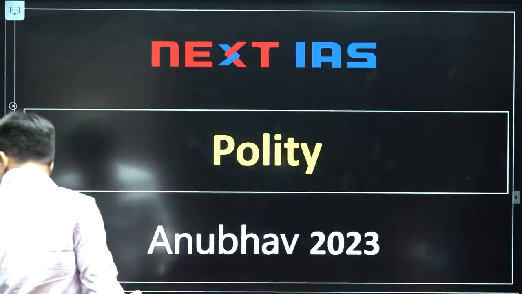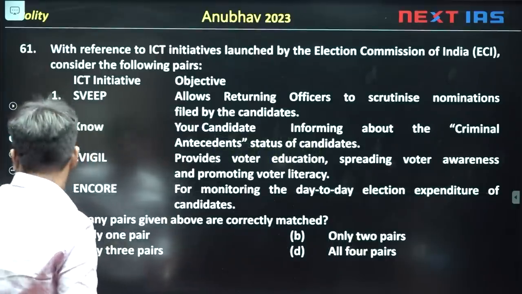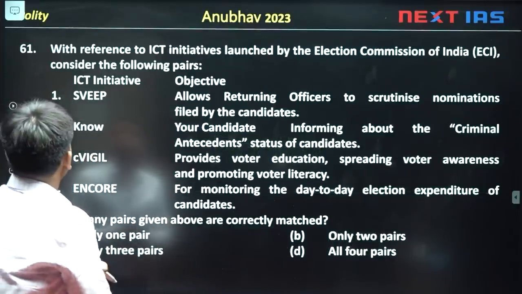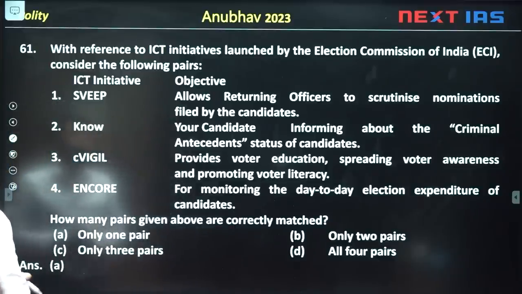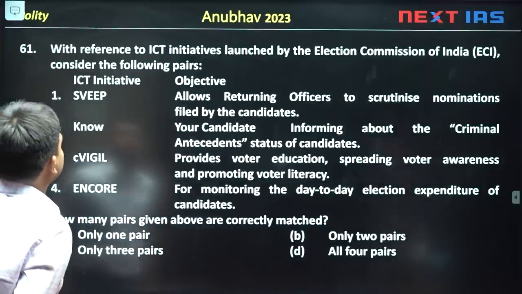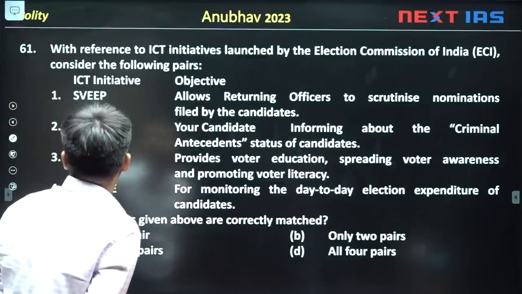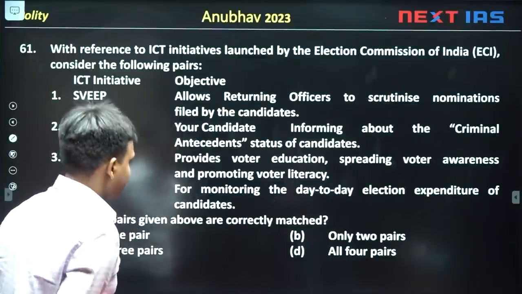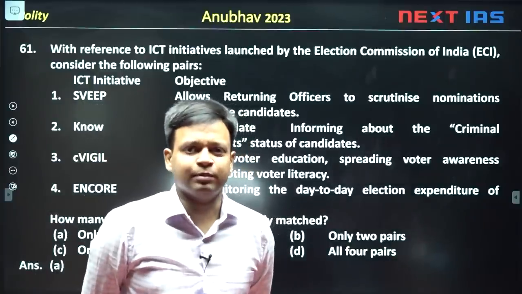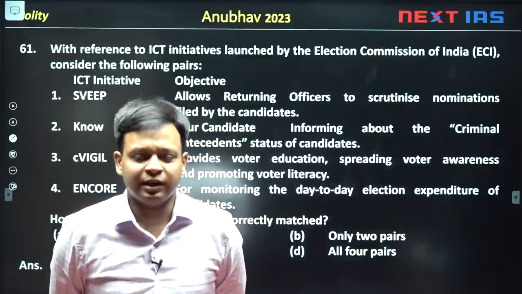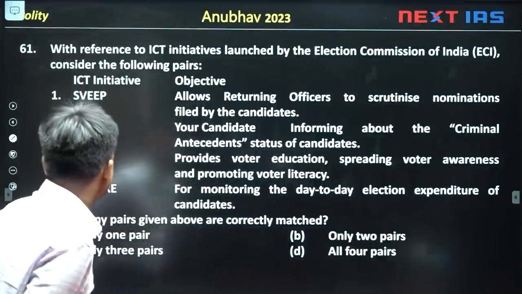Welcome to this discussion on the Polity questions of ANUBHAV. So let us look at the first question. Let us look at question 61. With reference to the Information and Communication Technology ICT initiatives launched by the Election Commission of India, consider the following pairs. So last year we know that there were several questions in the prelims exam where pairs had been asked and they were quite difficult. So this is a question on that, the same pattern.